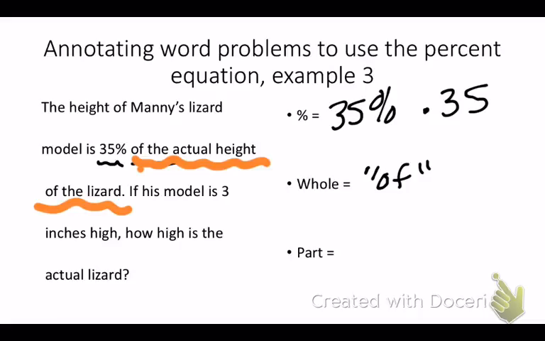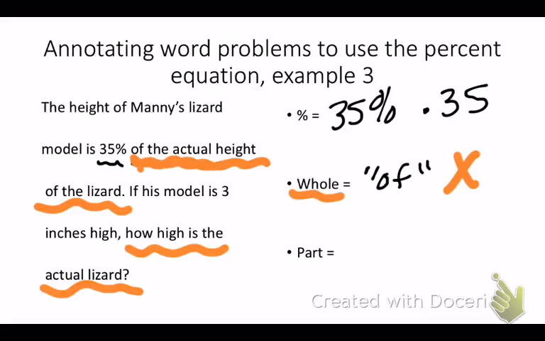The height of Manny's lizard model is 35% of the actual height of the lizard. So it looks like he's got a little model of a lizard that's smaller than the actual lizard. So of the actual height of the lizard. So the actual height of the lizard is the whole amount. And it's saying how high is the actual lizard. So that's the part we're trying to figure out. That's the part that we don't know. Because it says 35% of the actual height. So that tells us it's the whole number.